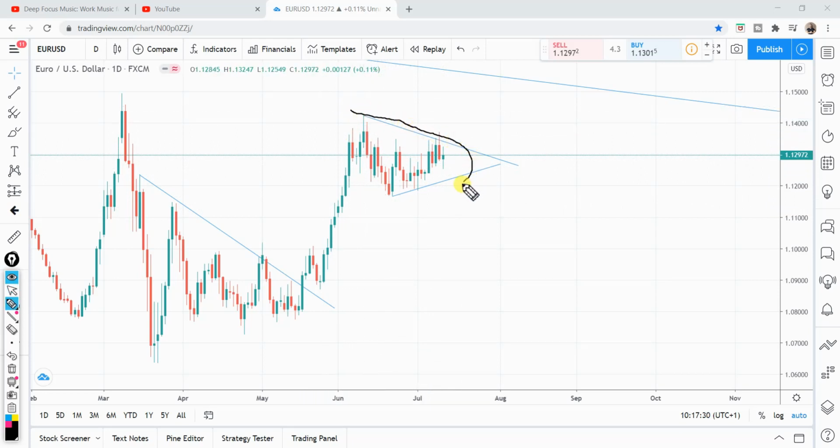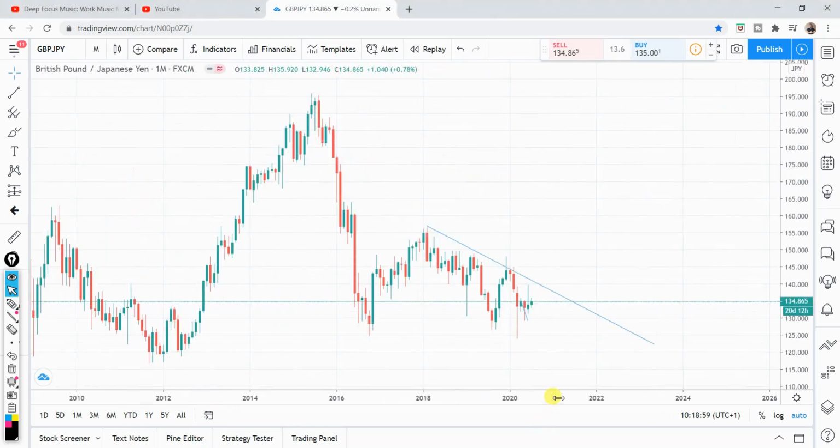So I just do want to highlight that in here, that it can last for a good few months, and sometimes I've seen it going into mid-September. Okay, now we have British pounds against Japanese yen.